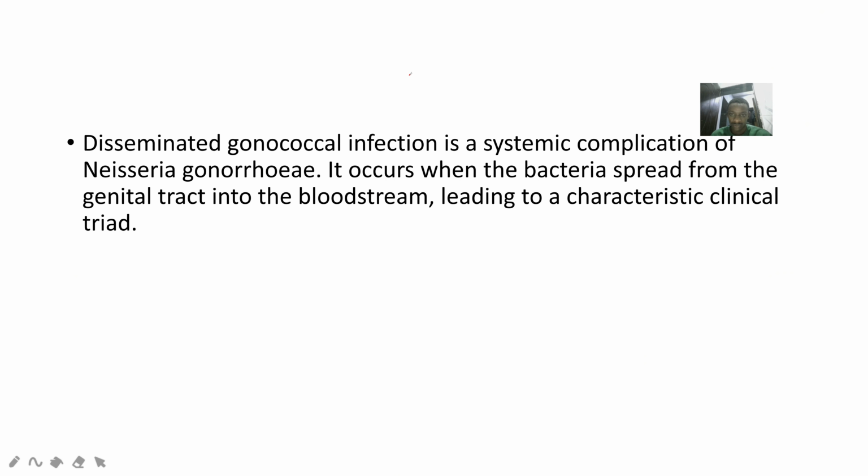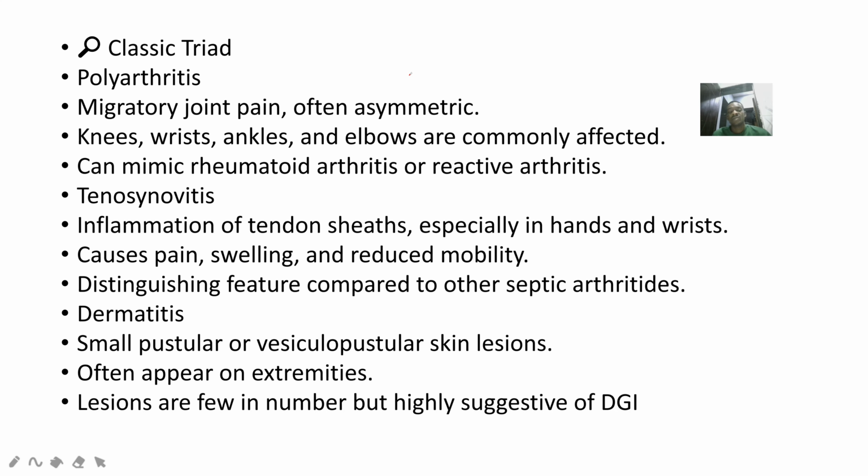So when you say disseminated, something is spreading so fast, it's complicating the whole body. For the disseminated gonococcal infections, you have a lot of things coming up. So you have polyarthritis, that's many joints are affected. There's inflammation. So they call that a migratory joint pain or joint diseases. So the knees, the wrists, the ankles, the elbows are usually affected by that. So it can mimic rheumatoid arthritis and reactive arthritis.